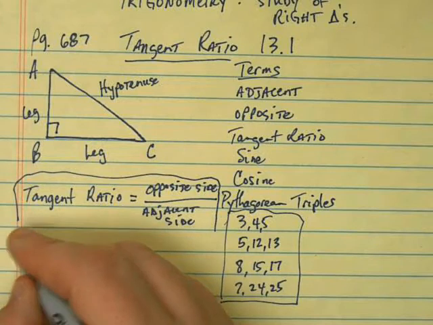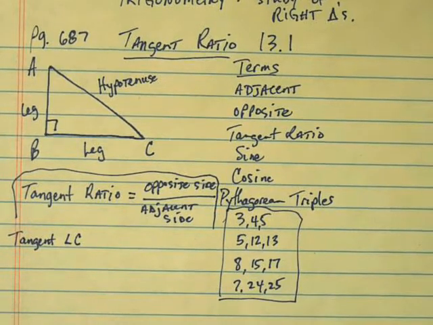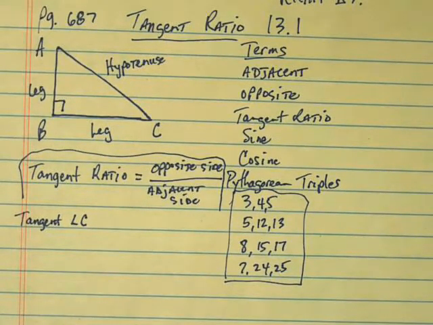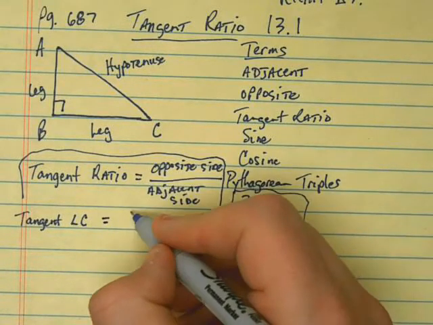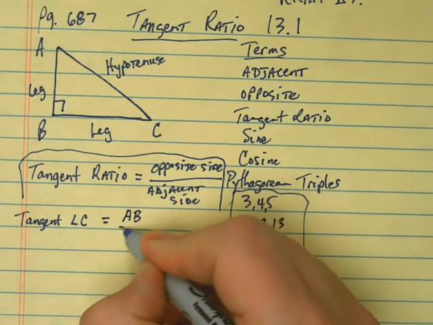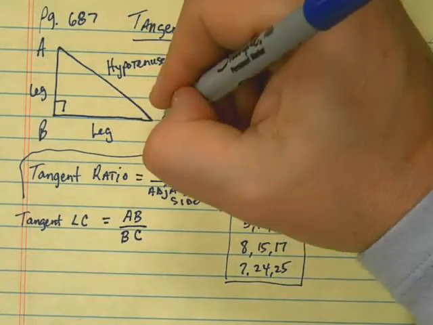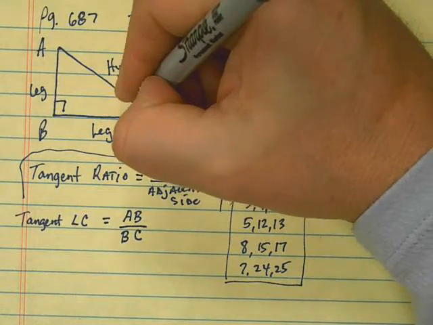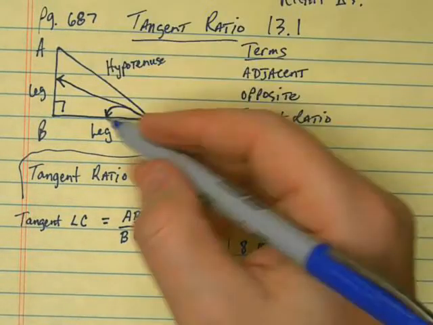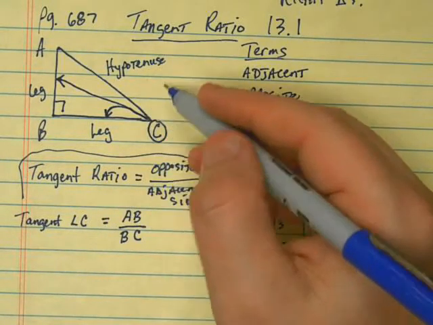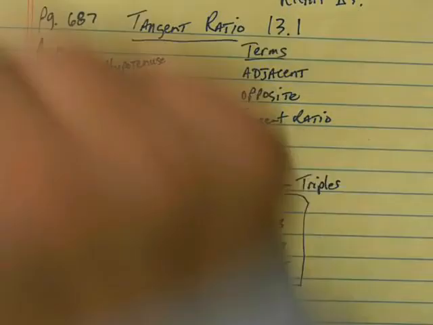Let's give a sample. Let's say that we take the tangent of angle C. Looking at that picture, the opposite side would be AB, and the adjacent side would be BC. So if I'm looking at C, the opposite would be over there, and the adjacent would be here. Now, the hypotenuse is also next to angle C, but we never call the hypotenuse the adjacent side.